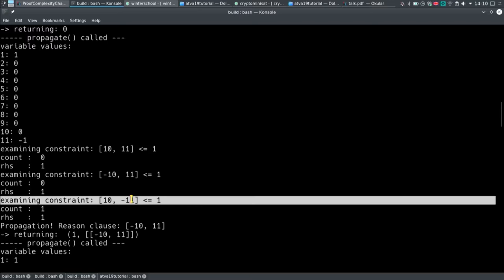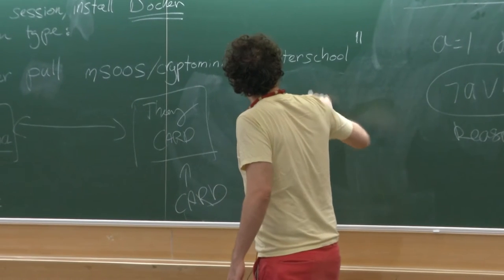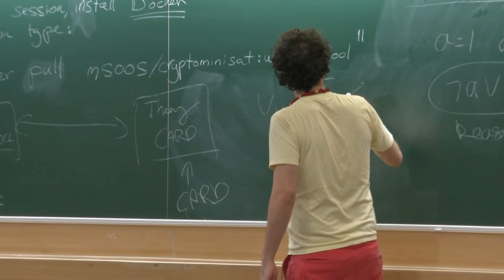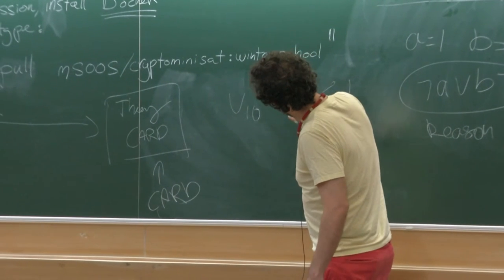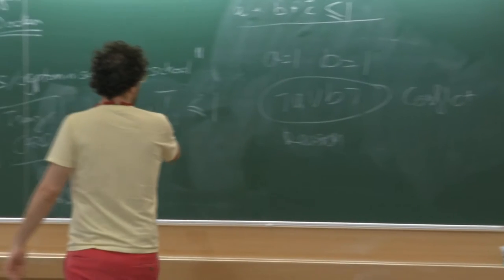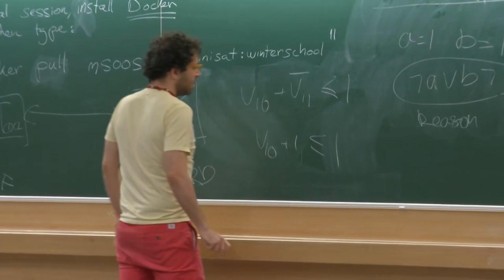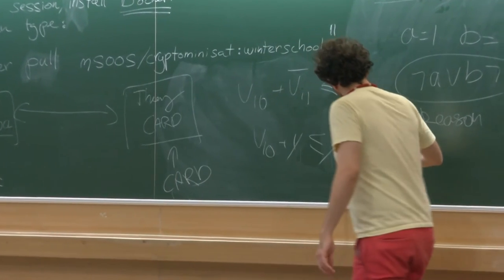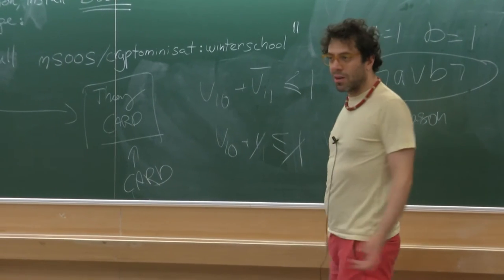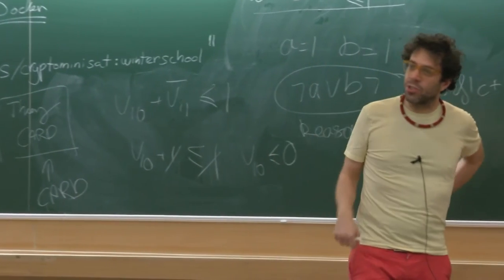This is a constraint that says V10 plus not V11 is smaller than or equal to 1. But the second term is 1 already, because you see that 11 is set to false. Minus 1 means false, 0 means it's unset. So 11 is false, which means that not V11 is 1. So what we have is V10 plus 1 is smaller than or equal to 1. I'm just going to cancel the two things out, which means that V10 is smaller than or equal to 0. Of course, it can't be less than 0, because there's no such thing. So V10 must be 0. There's no other way. That's a propagation.